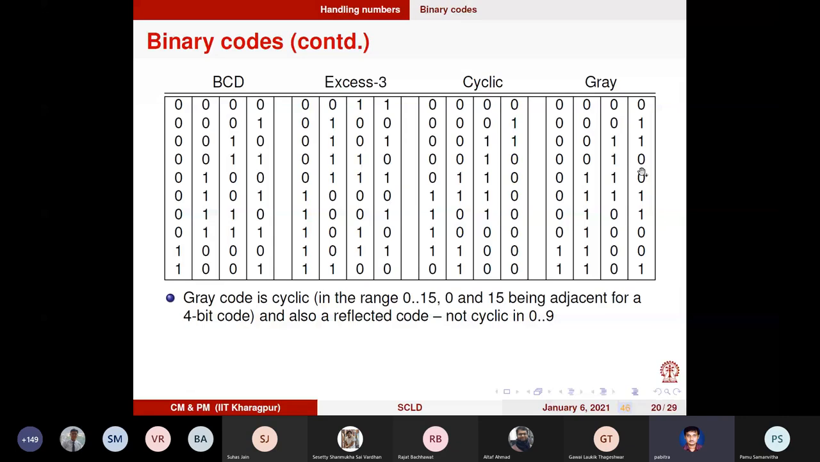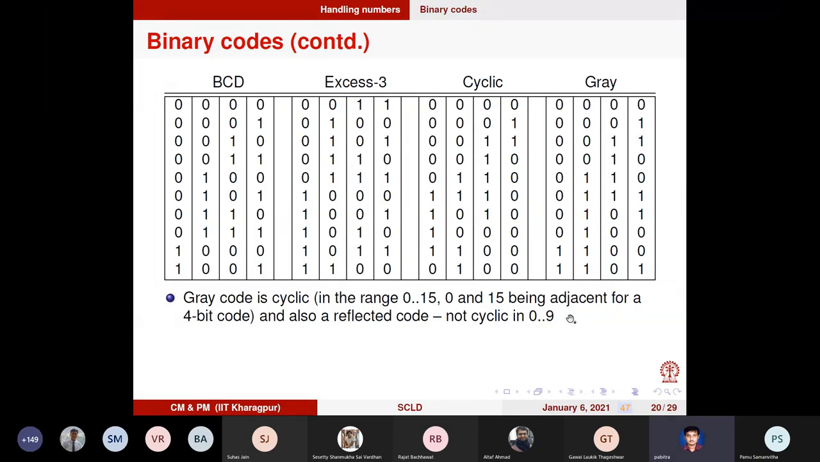Then I have appended it with 0, 0 and 1. So I get a 2-bit gray code. This again I reflect. So 0, 0, 0, 1, 1, 1, 1, 0, I reflect to get 1, 0, 1, 1, 0, 1, 0, 0. I append by 4 zeros and then 4 ones. This again I reflect. I append by 8 zeros and 8 ones.